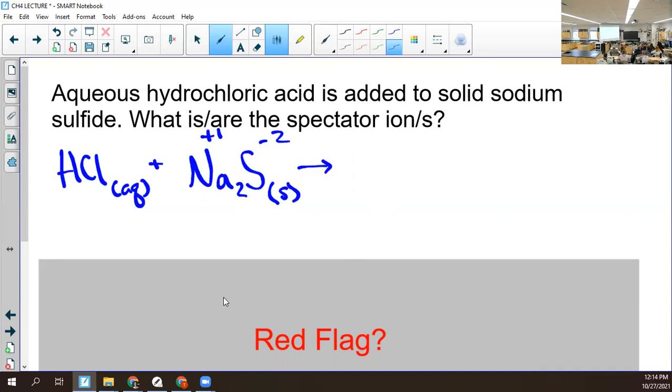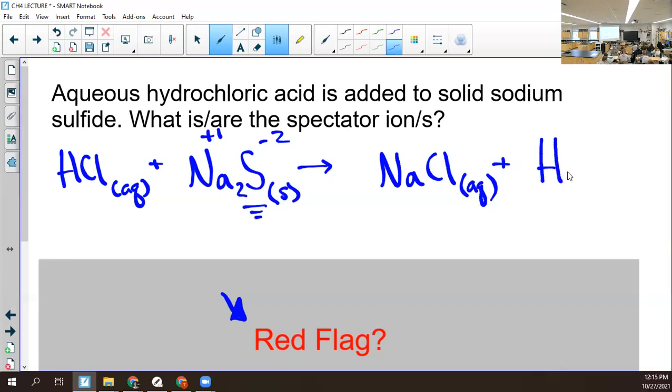Then I have this. Obviously it's a red flag. That's what we were studying yesterday. What's the red flag here? Underline it for me. All right, the sulfide ion, right? When this happens, I end up with the salt, NaCl, and that is definitely aqueous. We should 100% know that by now. Plus H and S, plus 1 and minus 2, H2S.